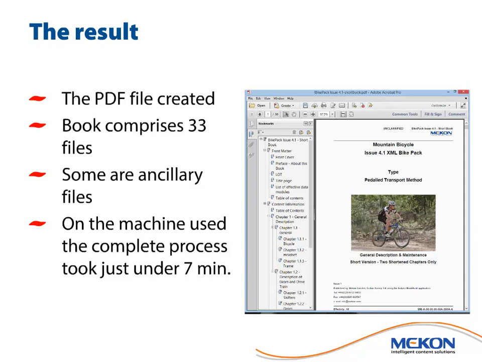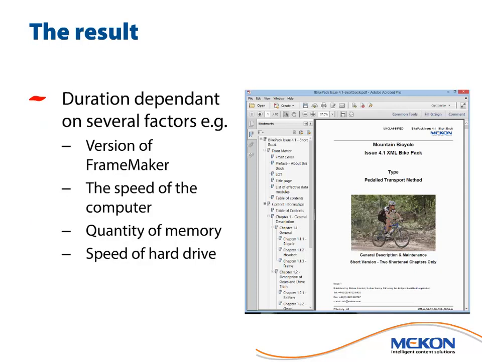Now this book consists of 33 files. Some are ancillary files, and it's a subset, as we mentioned, of the issue 4.1 bike pack. On the machine used, the complete process took just under 7 minutes. The speed of building clearly is dependent on several factors, some of which are fairly obvious. One that isn't quite so obvious is the version of FrameMaker that you're using to do the build process with. Some of the later versions of BookBuild are faster than some of the earlier versions.